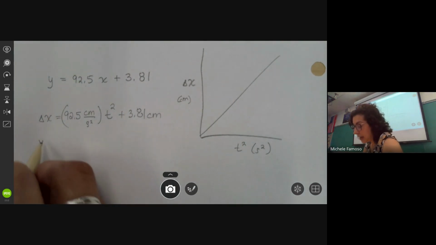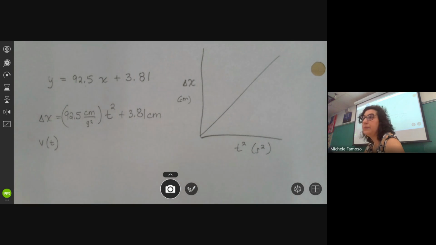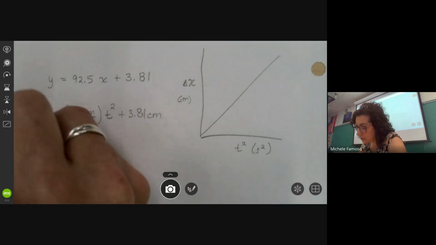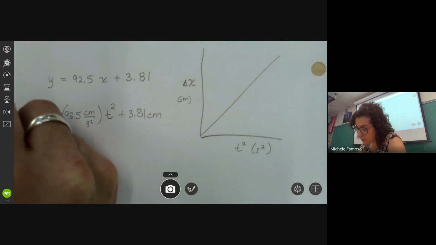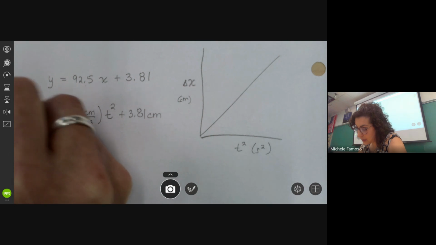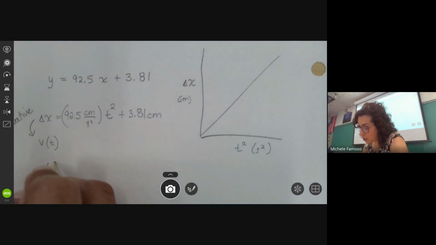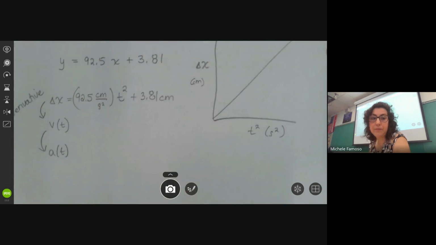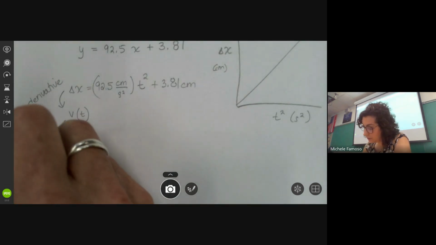To get the velocity, what are you going to do? What are you going to do to get the velocity equation, Ruben? Yep, take the derivative. And then to get your acceleration equation, what are you going to do? Take another derivative.